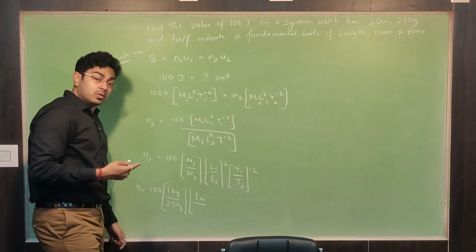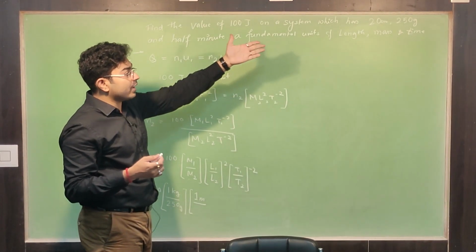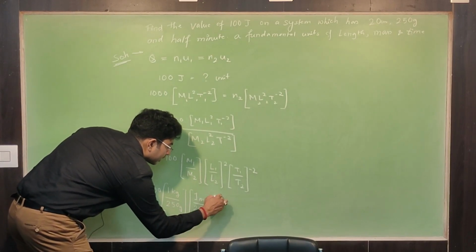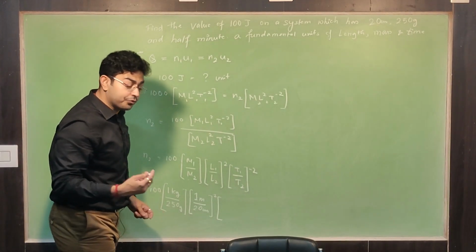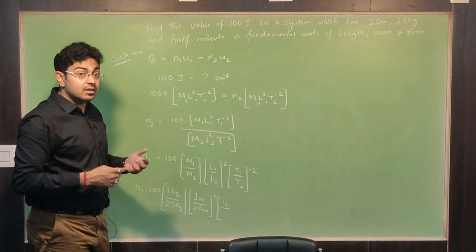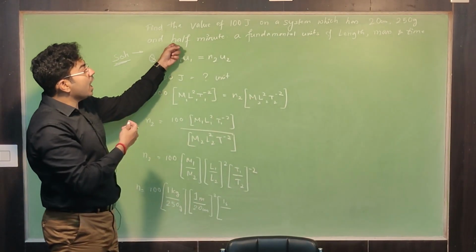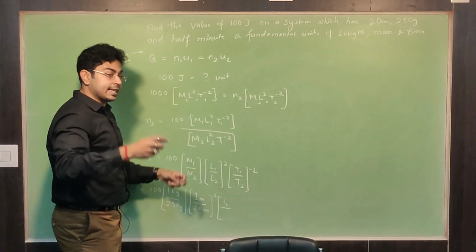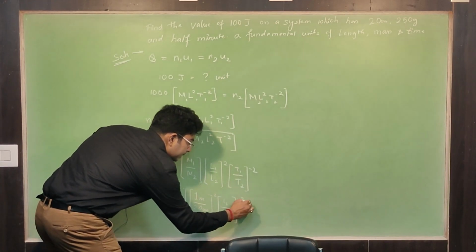What is L2? This is in which unit? I don't know about the unit, but they have specified how much? 20 centimeter. And T1, what is the time in SI unit? Smallest value of time? That is 1 second. And what is the smallest value of time in other type of unit? That is already given. Half minute. Half minute means 30 seconds. Right?